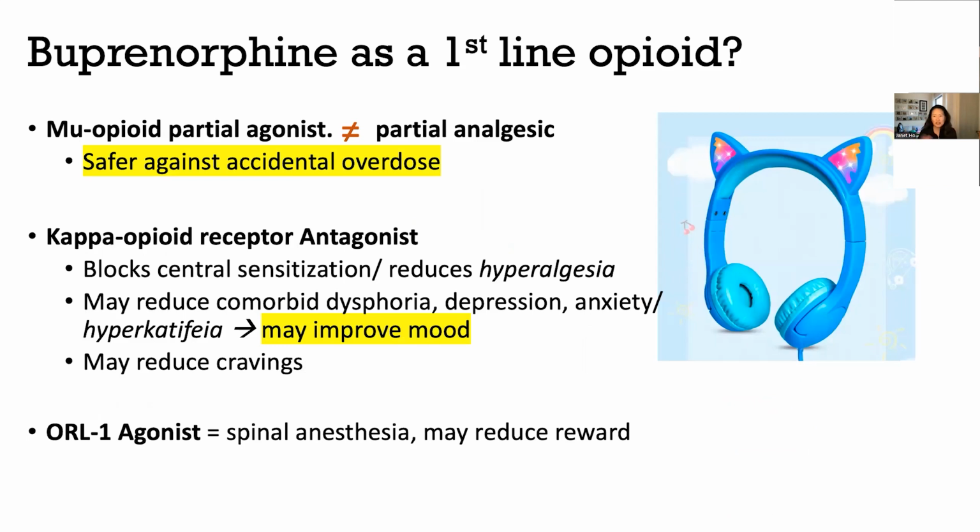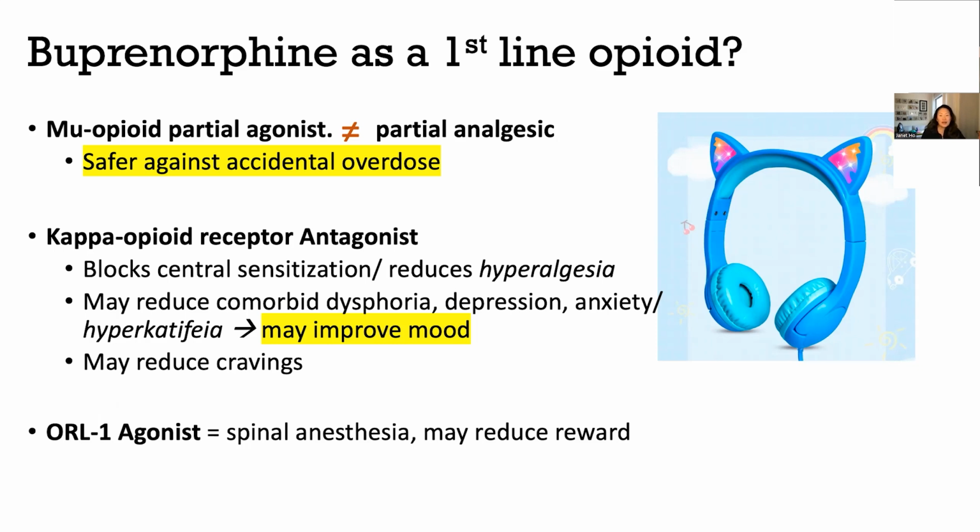Because bupe is this partial opioid agonist, I think about it kind of like the toddler headphones, like I mentioned. The toddler headphones have this safety mechanism where you can continue turning up the dial, but the sound that gets transmitted is capped at a safer level for protecting kids' ears. Again, one of the important misperceptions to dispel is that because it's a partial agonist does not mean that it's a partial analgesic. It's actually a safer opioid analgesic against accidental overdose because of the lower effect on respiratory depression.